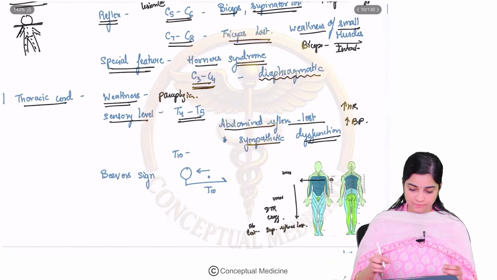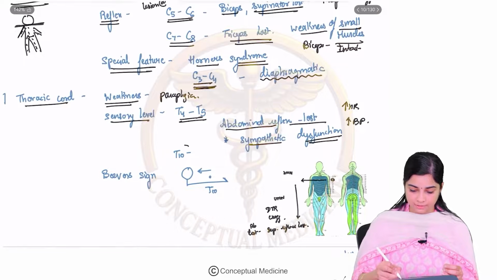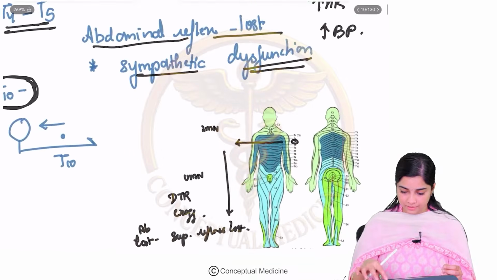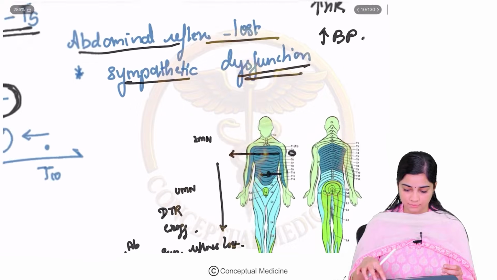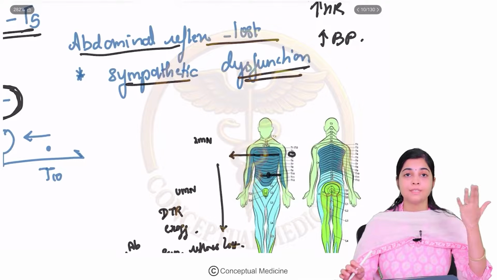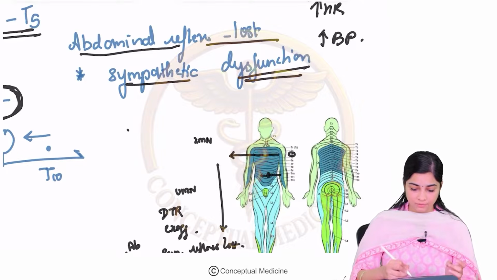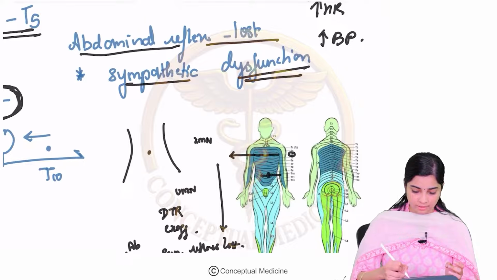Then, if the level is at the level of T10, let us see at which level that is. T10 is at the level of the umbilicus. So, what happens above, right? When we look at the abdominal reflex, this is the umbilicus at the level of T10.